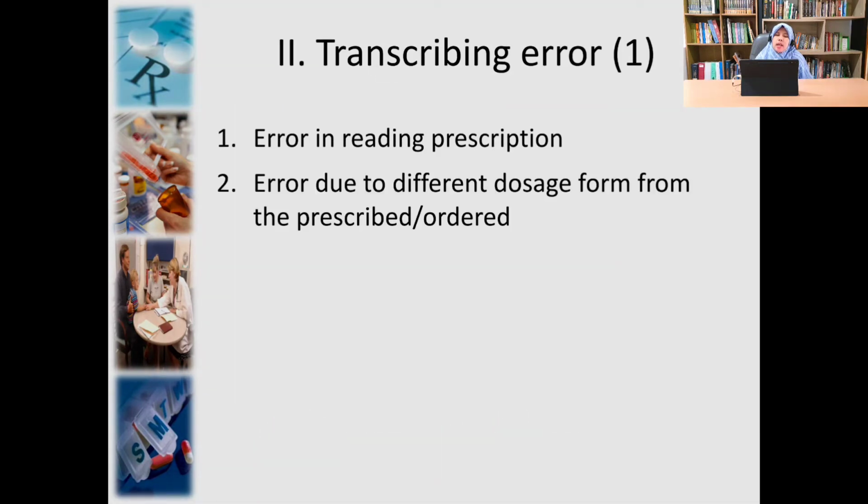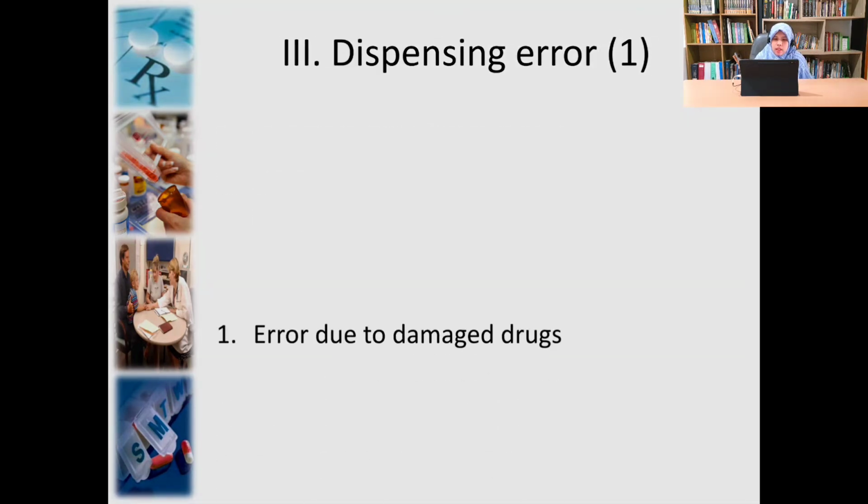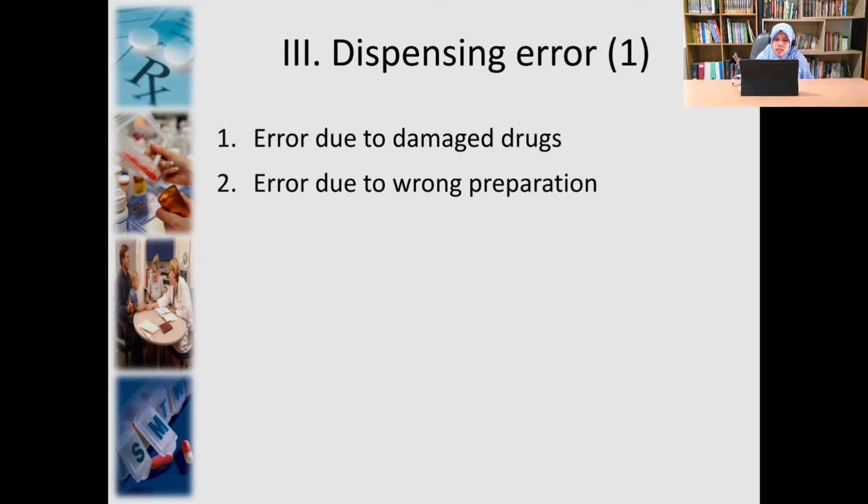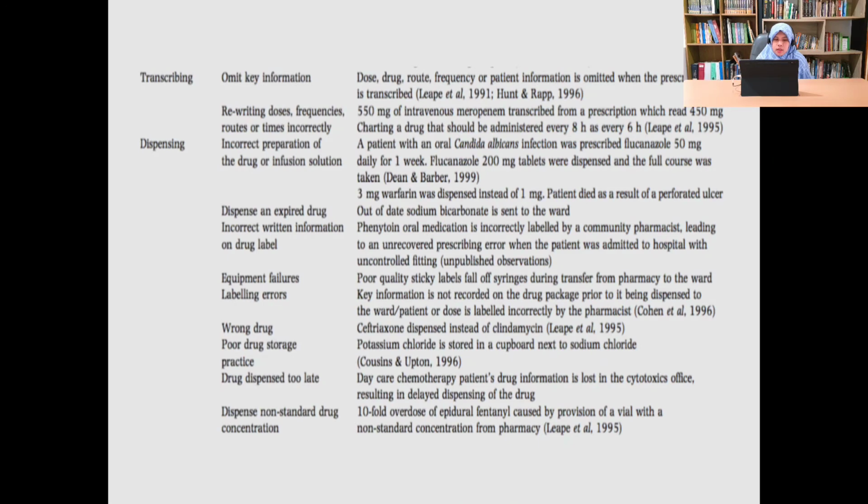Okay, the next type is transcribing error. Transcribing error is an error in reading prescriptions, or an error due to a dosage form different from the prescribed order, in the reading process and different dosage form. The third type is dispensing error. Dispensing error is the error that occurs during the dispensing process. For example, if you prepare damaged drugs or a wrong preparation in the dispensing process.